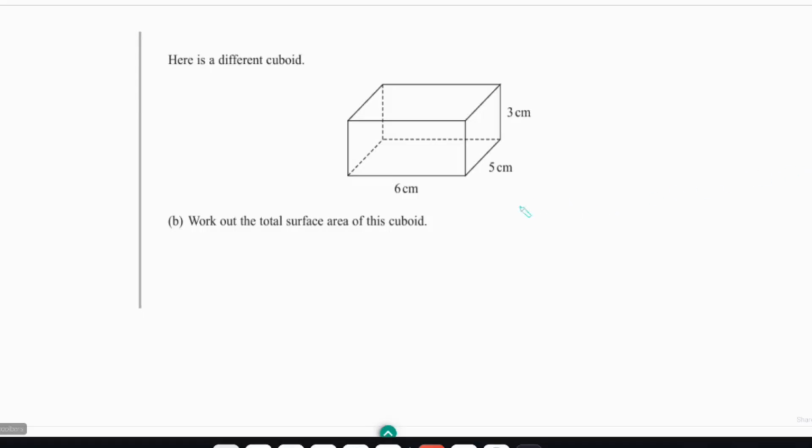Here is a different cuboid. Work out the total surface area. We need the total of the area of all the faces. This face here is a rectangle. Base 5, height 3. 3 times 5 is 15. That is exactly the same as that face there. So I need 2 lots of 15, which is 30.